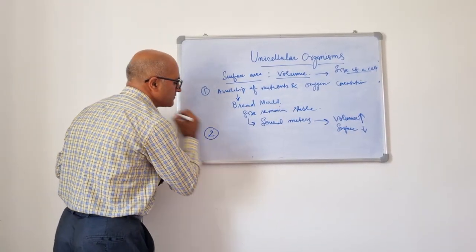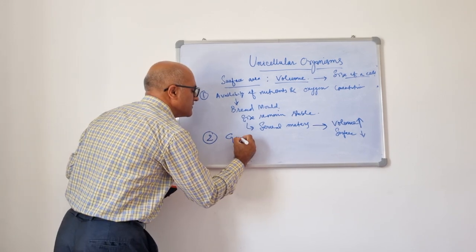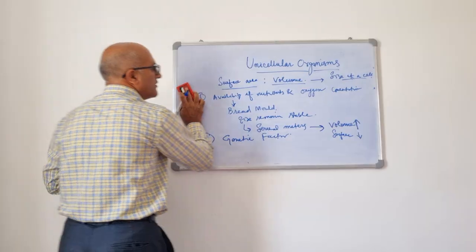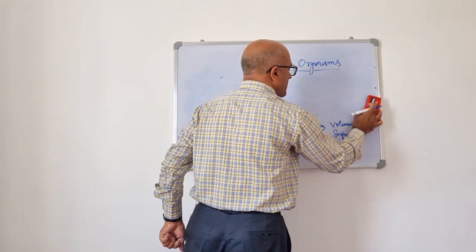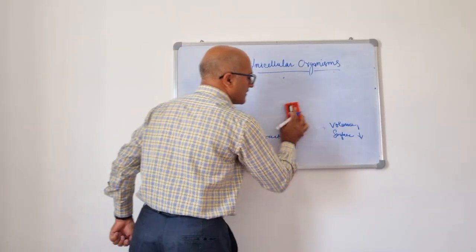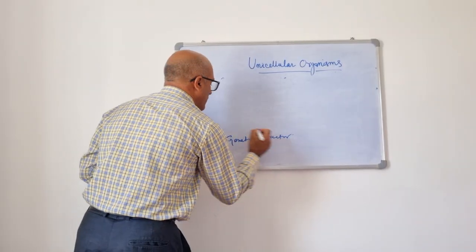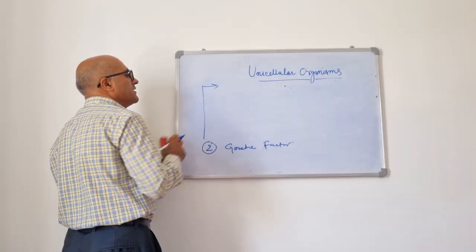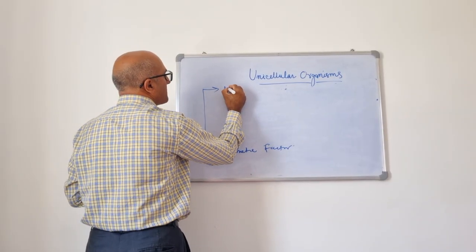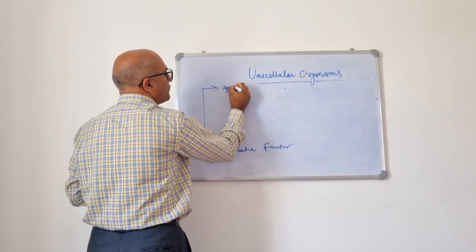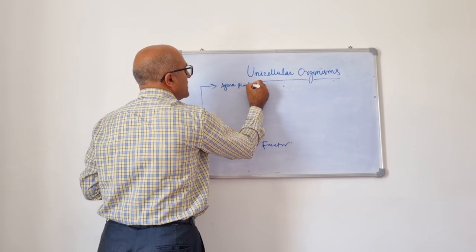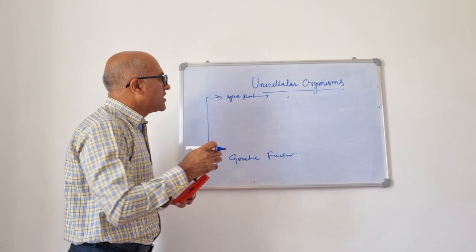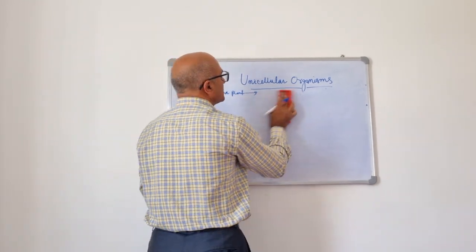Number two is genetic factor. Here I will erase this one. We'll come to genetic factor. For genetic factor, we'll take an example of agave plant. This agave plant has its leaves which are having two types of cells.